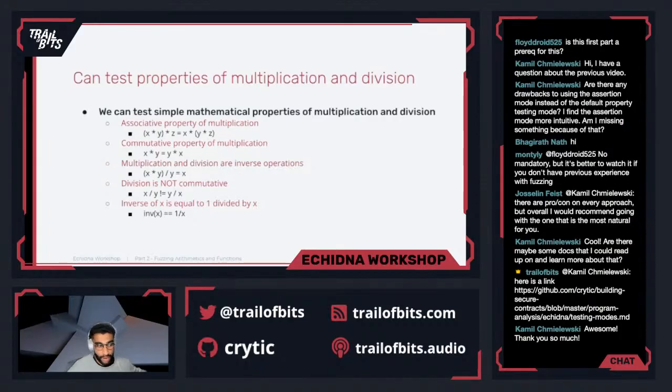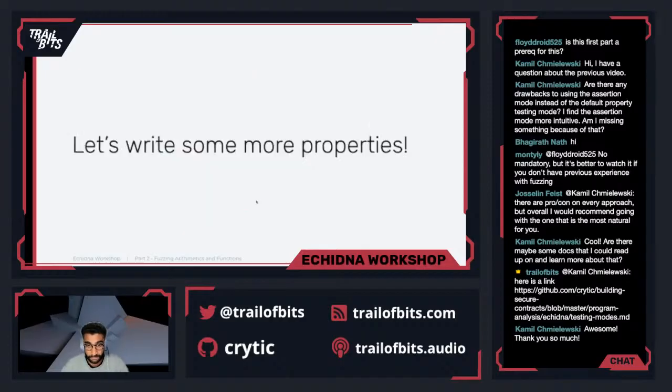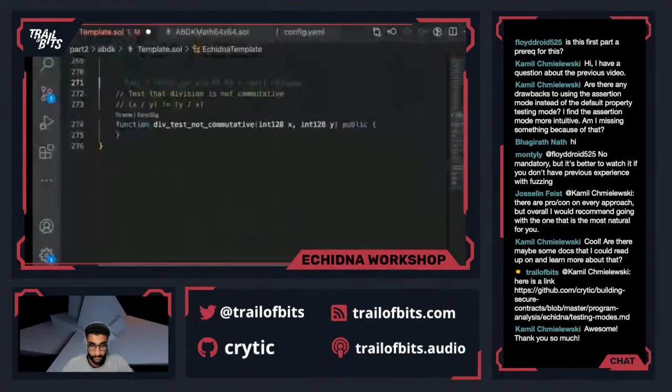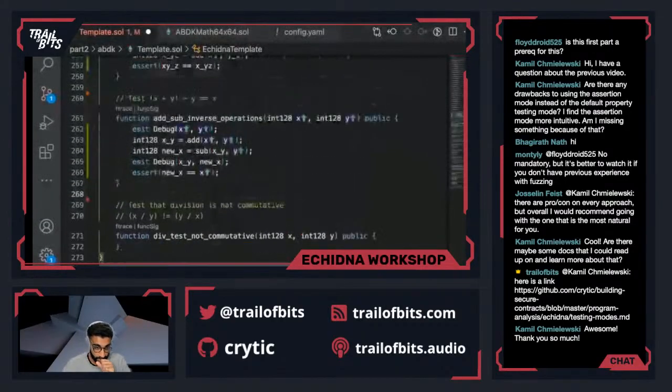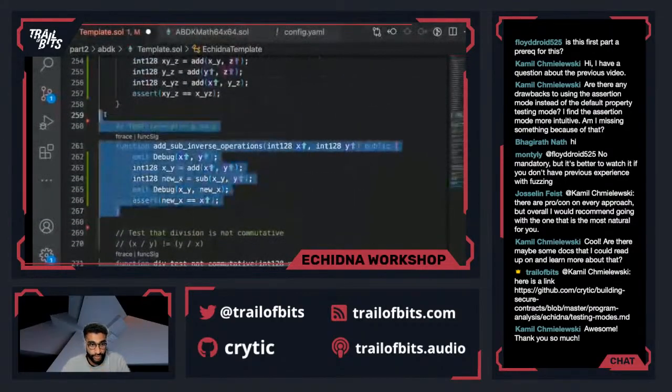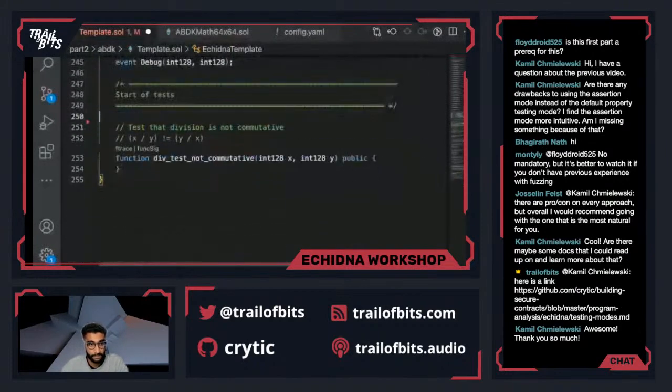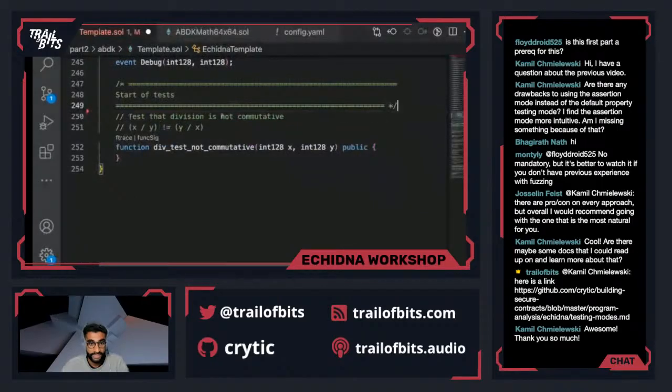So we're going to write one more property together. This one, we're going to do that division is not commutative. So we're going to check that x over y does not equal y over x. So I'm going to go back to my VS Code now. I'm actually going to get rid of these two. We don't need them anymore. We did our job. Okay, we're going to test that division is not commutative.